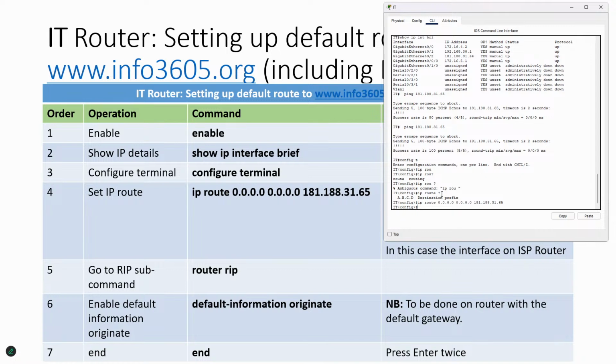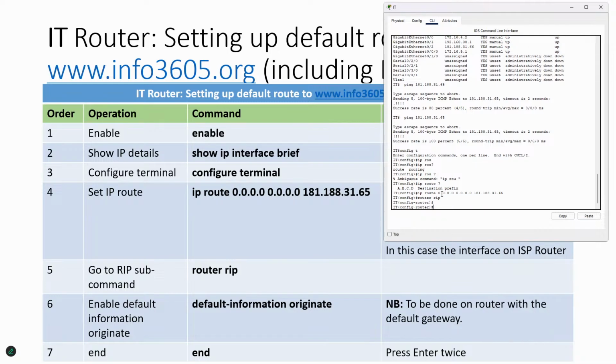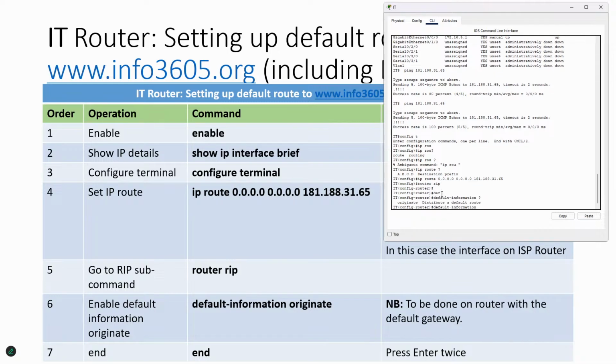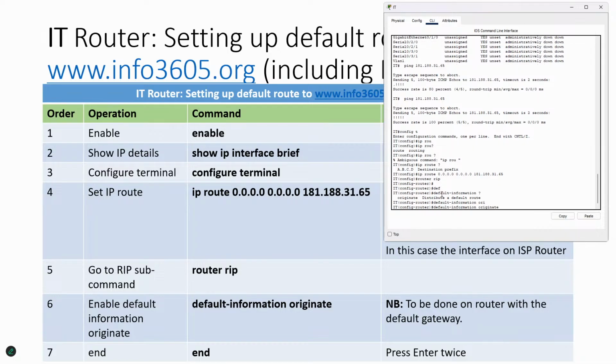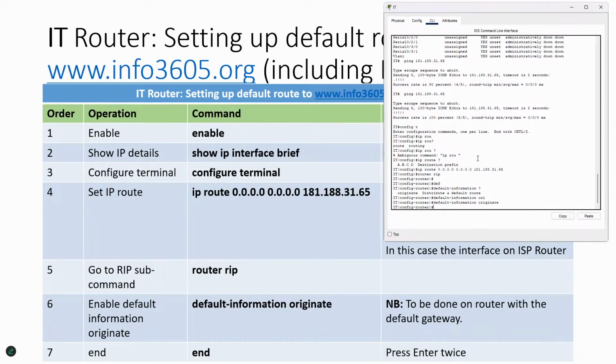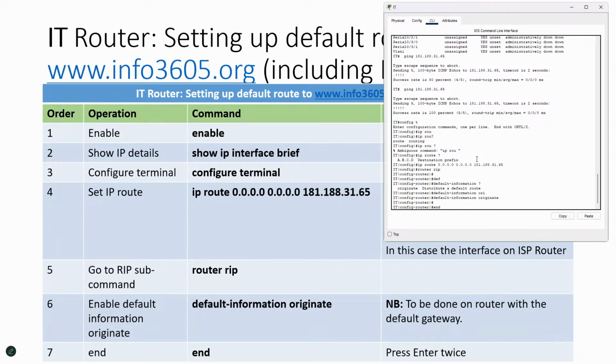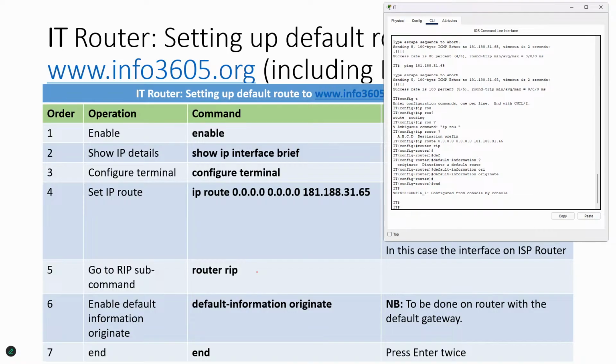Right. So now we're going to router RIP, and then we're going to tell it default-information originate. This is to be done on the router with the default gateway. You don't have to do it more than once, right? We do an end, and we're back out here.